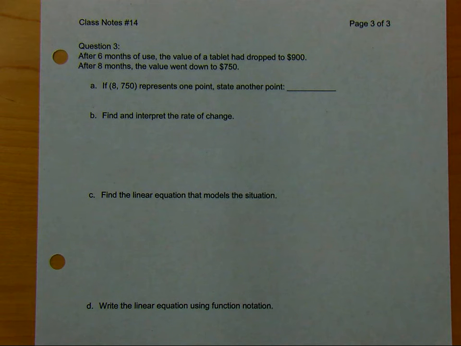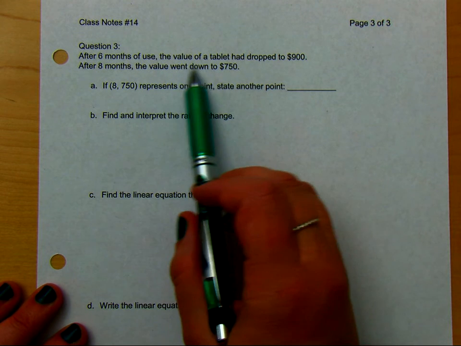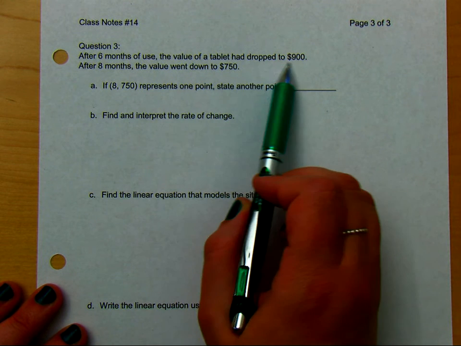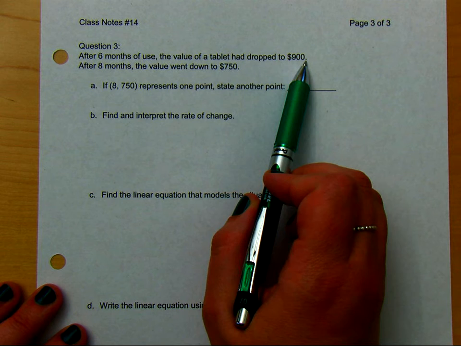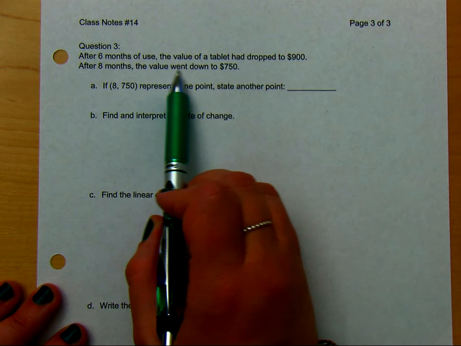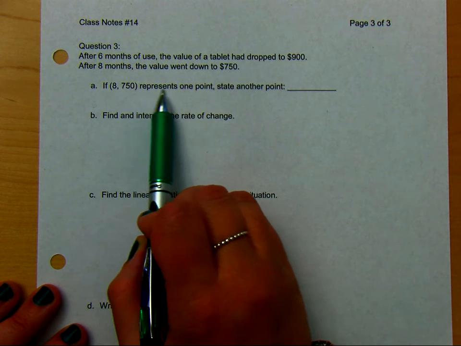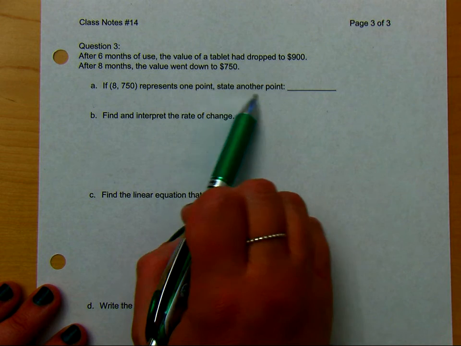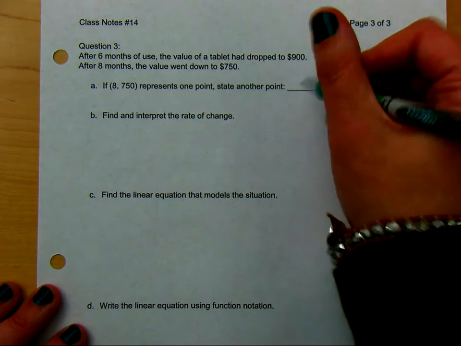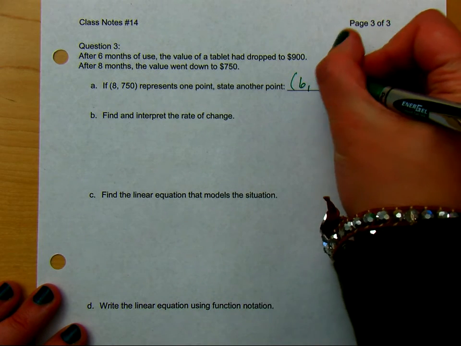Okay, this is the last lesson of Math 60 happening now. After 6 months of use, the value of a tablet has dropped to $900. After 8 months, the value went down to $750. If 750 represents 1 point, state another point. What would it be? 900.